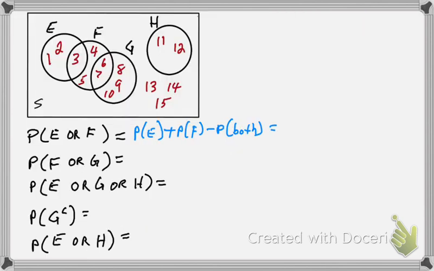So I've got probability of E is what? There's 15 things in all. Three out of 15. Plus, what's the probability of F? Five out of 15. Probability of both. How many things in the overlap of E and F? One. All right, thank you. So that's going to be what, 7/15?